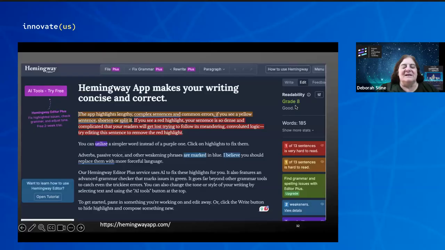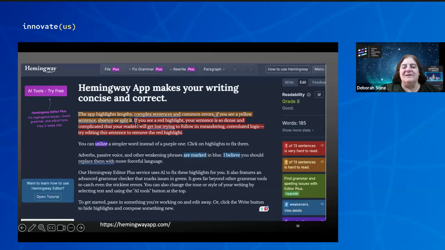And you'll see here it says grade 8. And then it gives you an analysis of how hard it is to read particular sentences. So some of this tool is free, some of it's not free. But you'll see here that this is the one in red.